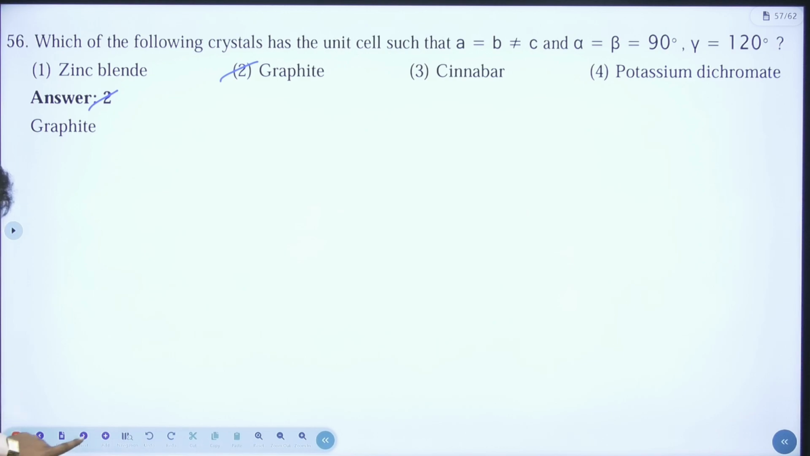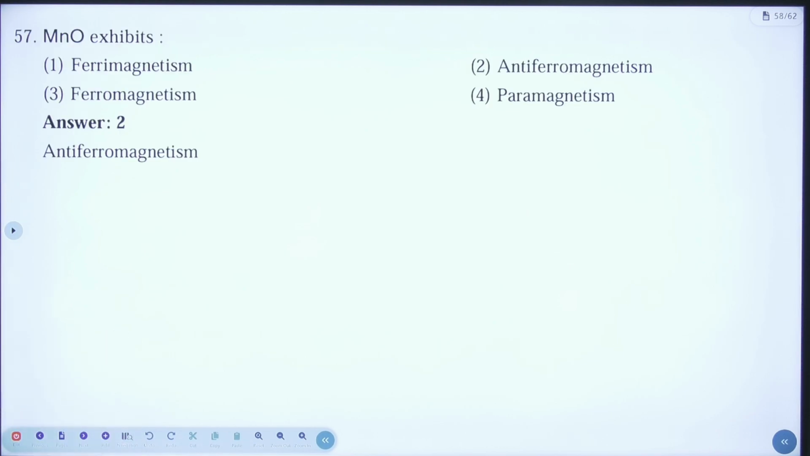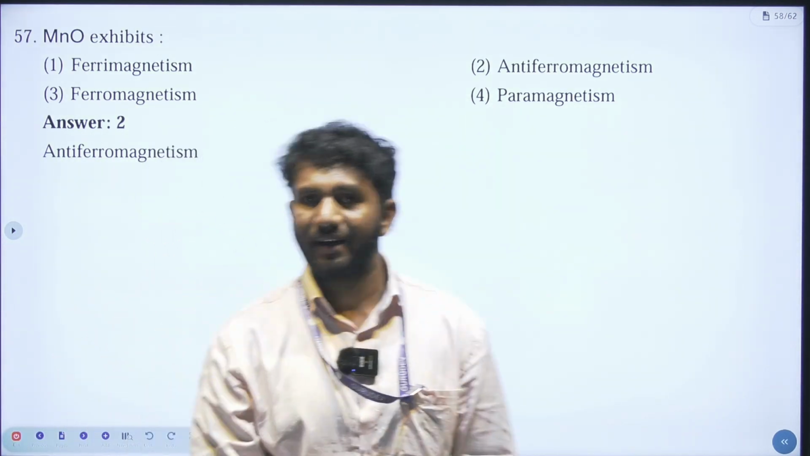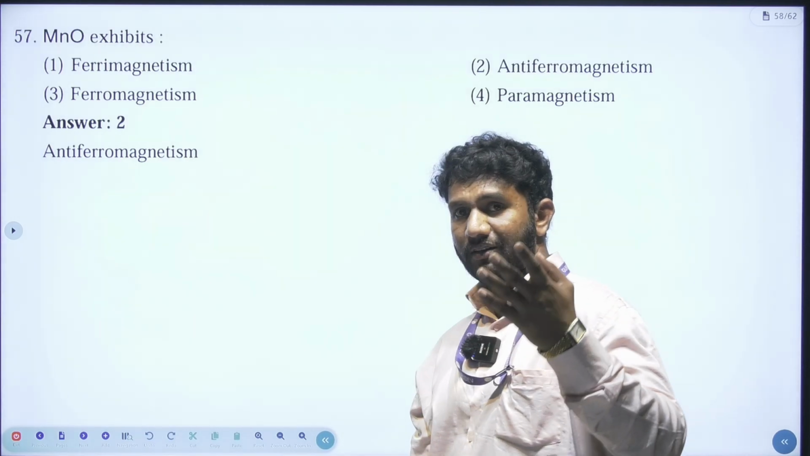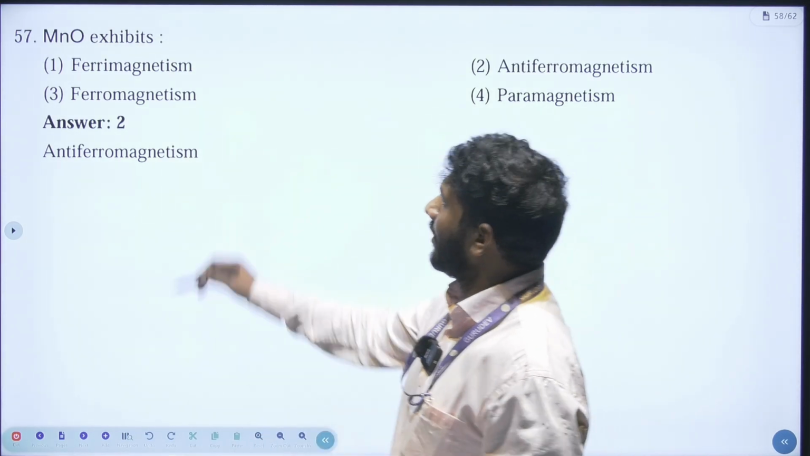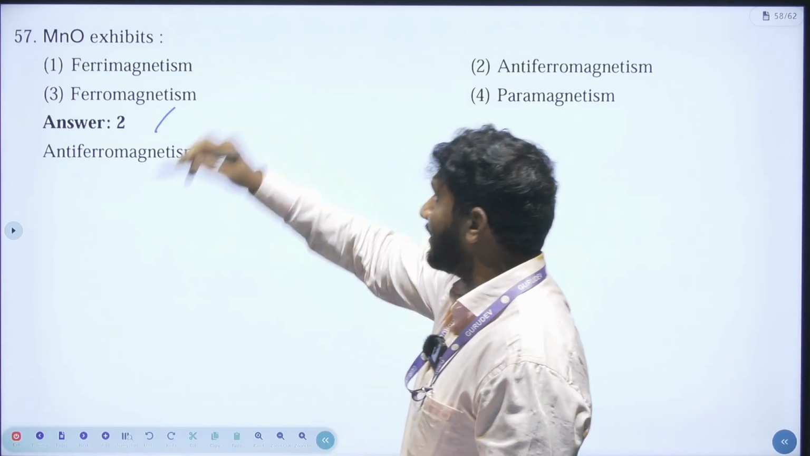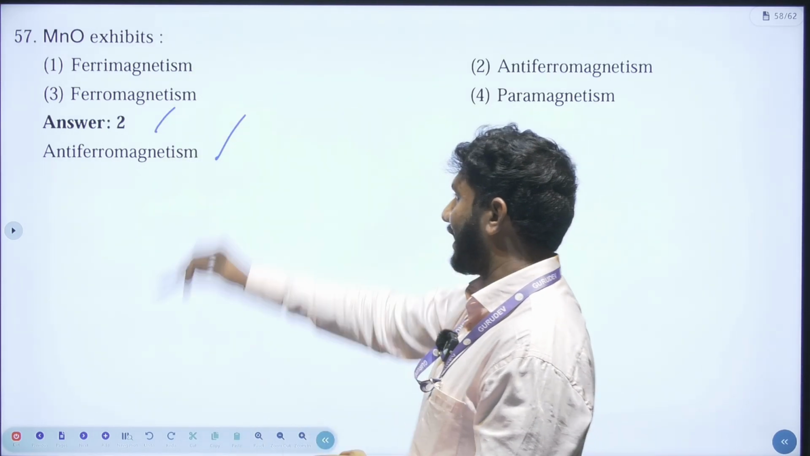Okay, I will move on to the next question. So manganese oxide exhibits. This question is also from a deleted portion topic, the chapter name is solid state. So the answer for this is that manganese oxide exhibits anti-ferromagnetism property.